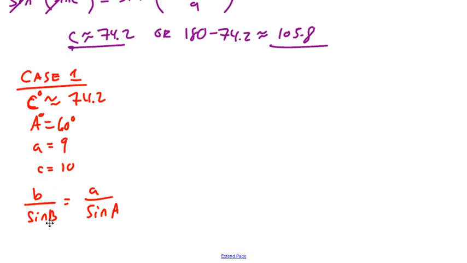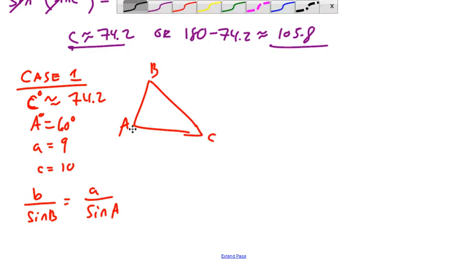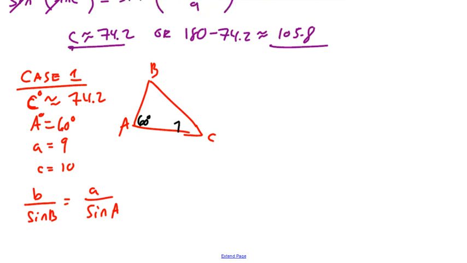Okay, so don't we know what B is? Because if we create a triangle, A, B, C, okay, A is 60 degrees, C is 74.2 degrees. Well, doesn't it make sense that we can find angle B very easily by just doing 180 minus 60 minus 74.2? And if you do that calculation, that gives us 45.8. Okay, so now let's go ahead and plug this all in then.